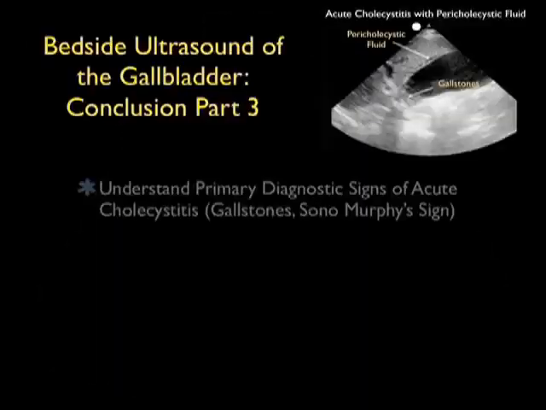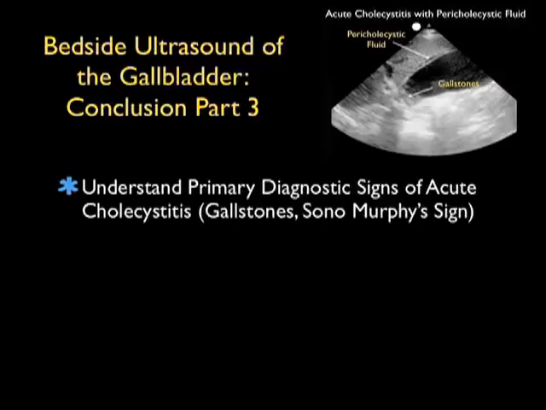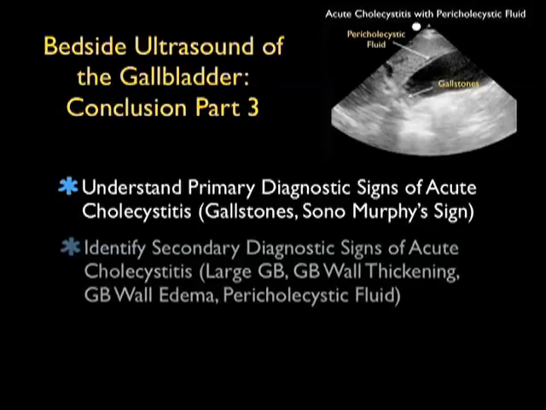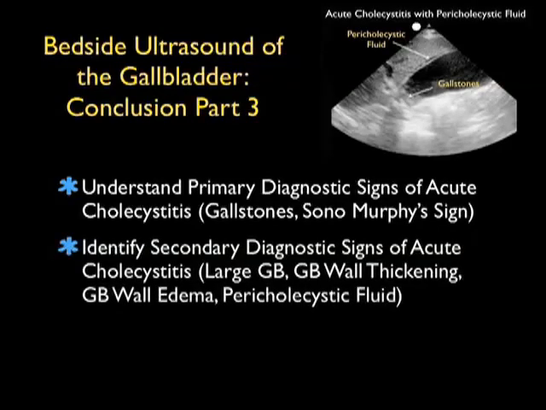In conclusion, thanks for tuning in for this Soundbites module going over part 3 of bedside ultrasound of the gallbladder. Hopefully now you understand the primary diagnostic signs of acute cholecystitis on bedside imaging, that is the presence of gallstones and a sonographic Murphy sign. Recall that these two findings have a very high yield for the presence of acute cholecystitis.